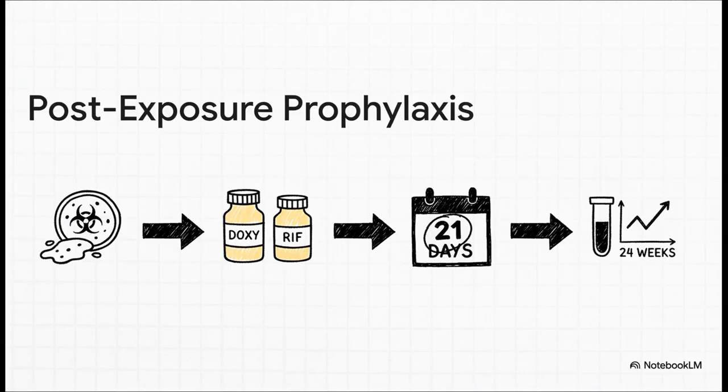Now, what if the worst happens? What if there's a high-risk exposure, a dropped plate, a centrifuge mishap? Well, there's a plan for that too. It's called post-exposure prophylaxis, or PEP. The standard regimen is a 21-day course of doxycycline and rifampin, but it doesn't stop there. It also involves careful serological monitoring for 24 weeks to make sure the infection doesn't take hold.